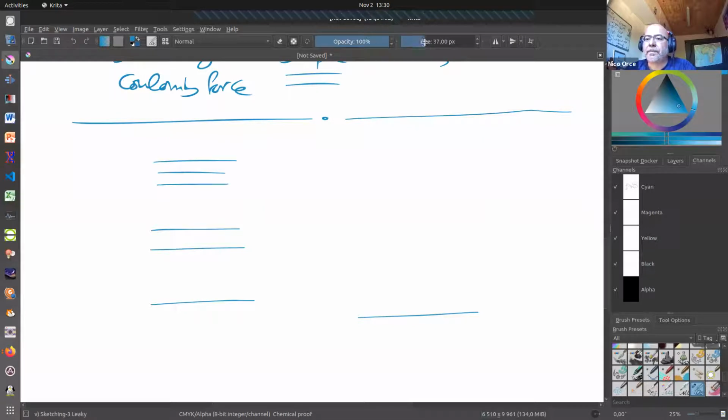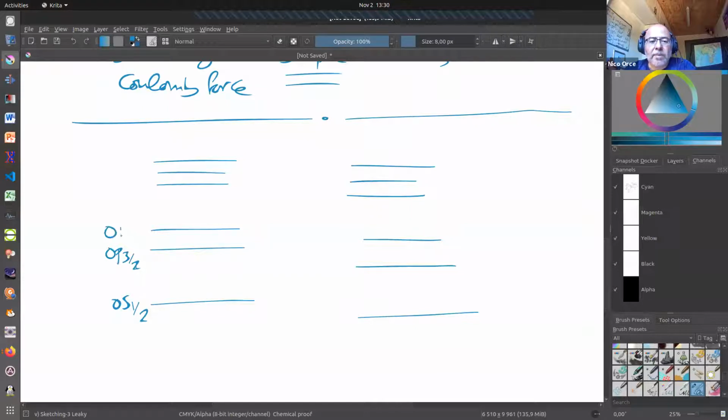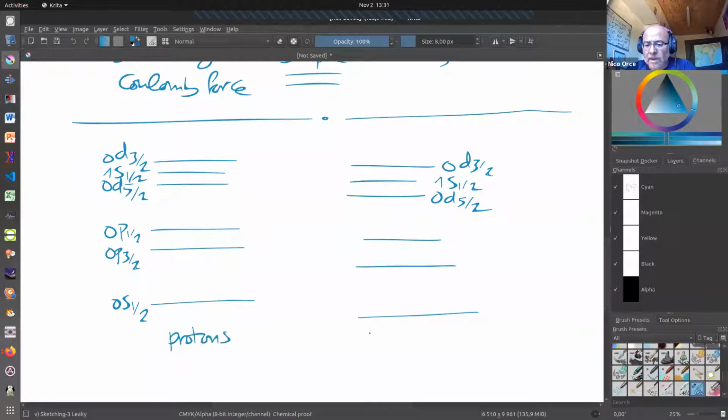Here we go, 1 and 2. And then 1, 2, and 3. And we learned that this is the 0s 1/2. This is the 0p 3/2. This is the 0p 1/2. And this is the 0d 5/2. This will be the 1s 1/2. And this will be the 0d 3/2. And the same thing here: 0d 3/2, 1s 1/2, 0d 5/2. So these are for protons here and neutrons.